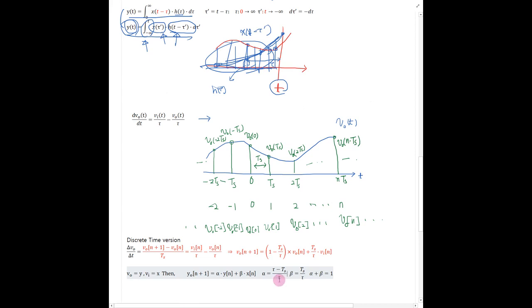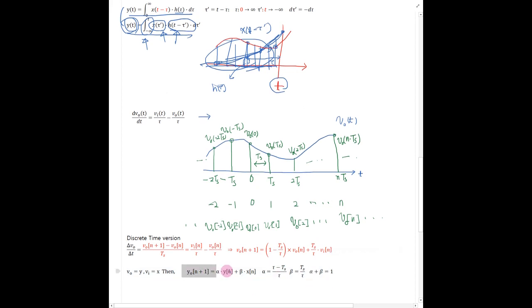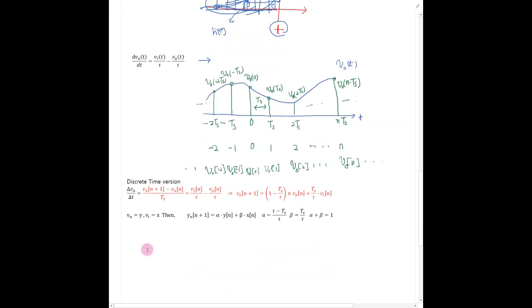Okay, alpha is this one and beta is this one. By adding alpha plus beta, satisfying these conditions, the output sequence is given like that. So we converted the continuous RC differential equation into a discrete difference equation.